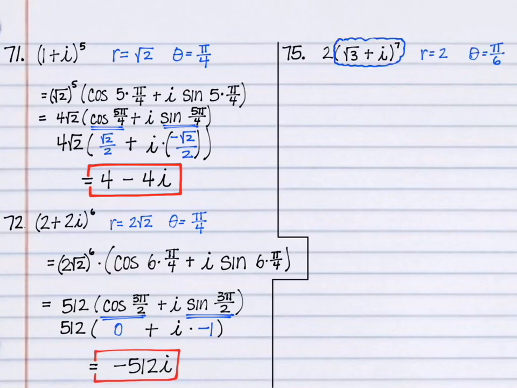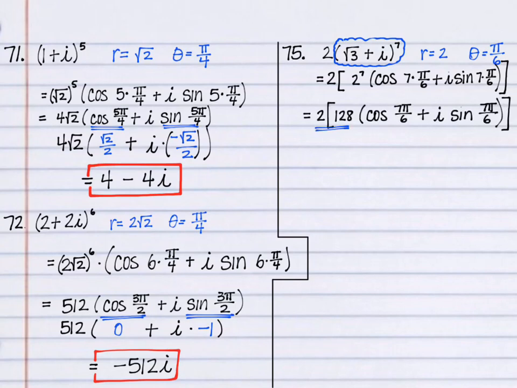For this next problem, the first part is we look at this complex number raised to the 7th degree, and we're going to take care of that, and then lastly we will distribute this 2 afterwards. So using our rule, we have the modulus, which was 2, and the angle is pi over 6. We raise the modulus to the 7th degree because that's the power we're asked to expand this out to.